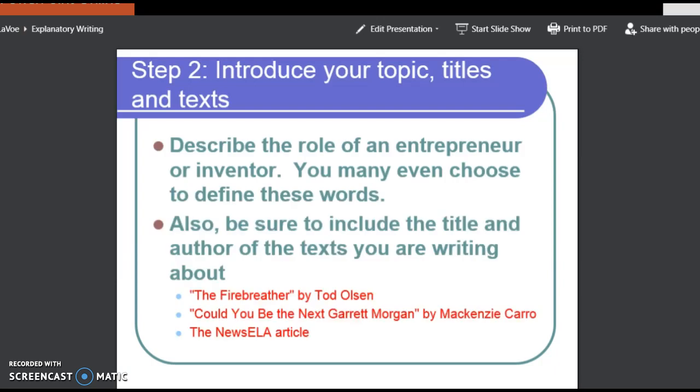So you might want to describe the role of an entrepreneur or an inventor. Maybe you even want to give a definition. Maybe you think there might be somebody reading who doesn't even know what an entrepreneur is. So we definitely want at least 2 sentences that are describing our topic and also introducing those texts that we're writing about. If you forgot the titles, I did put them there for you with the author's name as well, but you should have that packet with Could You Be the Next Garrett Morgan and the Fire Breather. You'll also need to give the title of that Newsela article, which relates to any entrepreneur you selected.